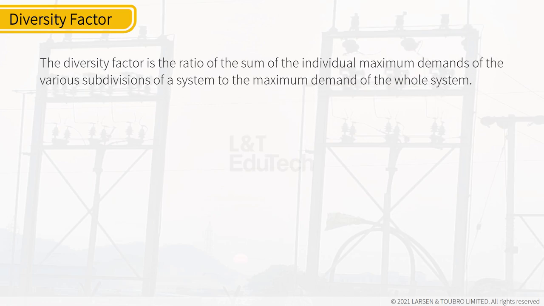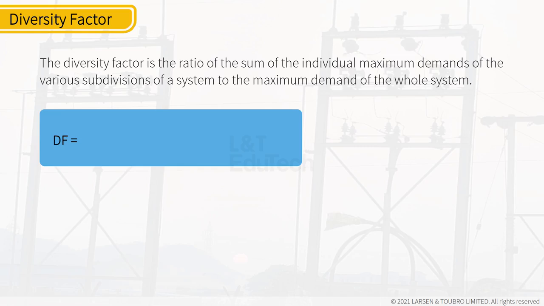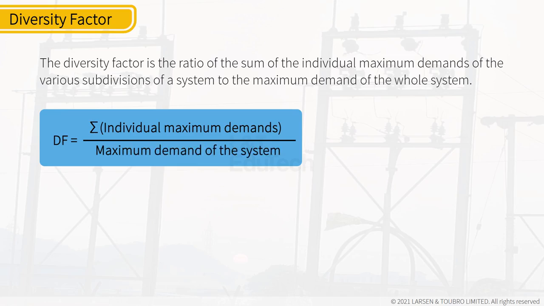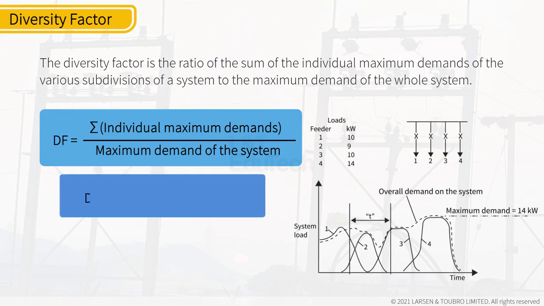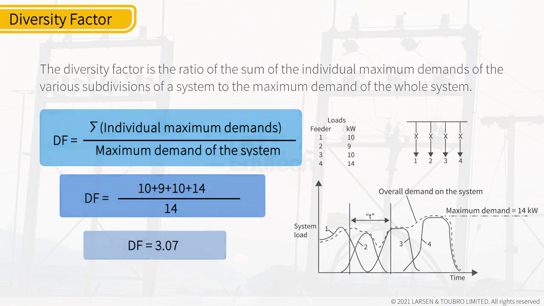Let's learn more about the diversity factor. The diversity factor is the ratio of sum of the individual maximum demands of the various subdivisions of a system to the maximum demand of the whole system. Diversity factor DF is equal to summation of individual maximum demands divided by maximum demand of the system. By substituting values from the figure and simplifying, we get DF as 3.07.